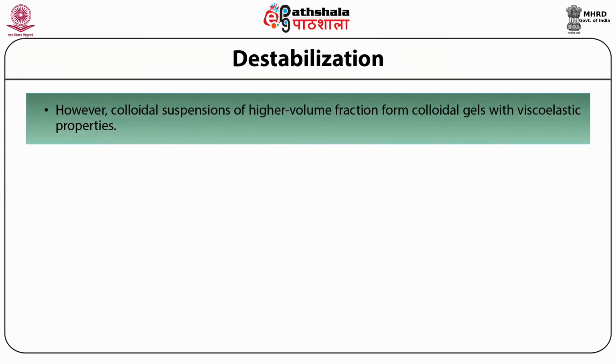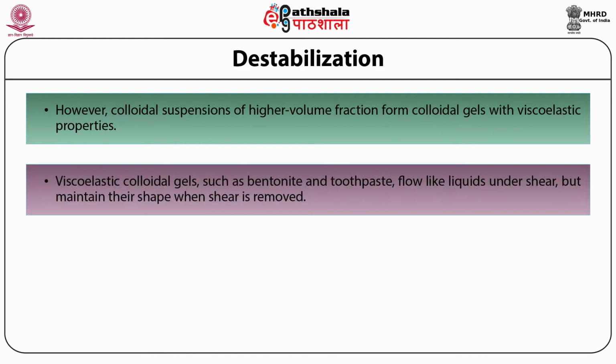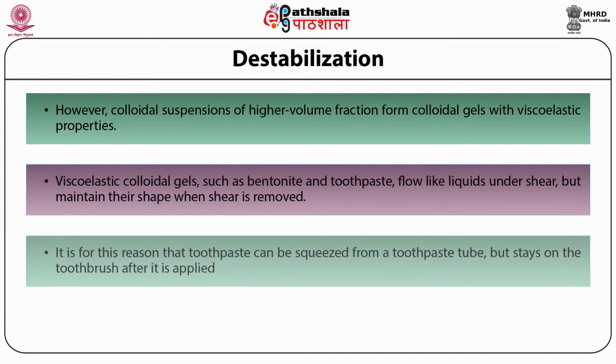However, colloid suspensions of higher volume fraction form colloidal gels with viscoelastic properties. Viscoelastic colloid gels such as bentonite and toothpaste flow like liquid under shear but maintain their shape when shear is removed. It is for this reason that the toothpaste can be squeezed from the toothpaste tube but stays on the toothbrush after it is applied.